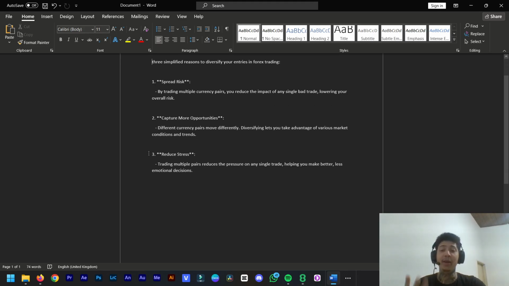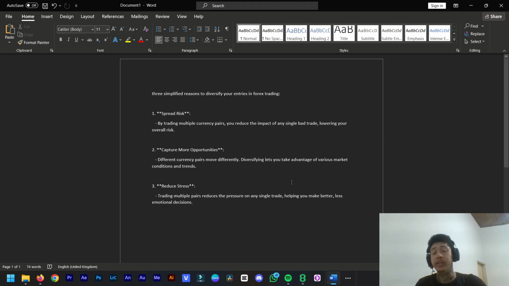So number 3, reduce stress. Trading multiple pairs reduces the pressure on a single trade, helping you make better, less emotional decisions. And that's pretty much self-explanatory. Reducing stress is, I think, one of the key things for you to become successful in any market, because if you're taking decisions based off your emotions and you're not being rational, then most of the time you're going to end up taking a bad decision, which is going to cost your account, or you're going to cost your margin level, and in the long run you have a higher probability of not surviving the market.